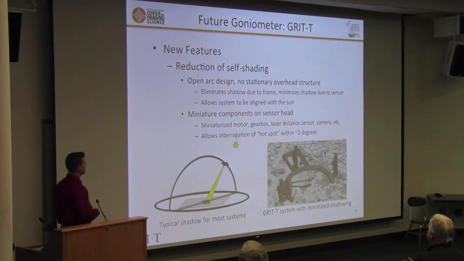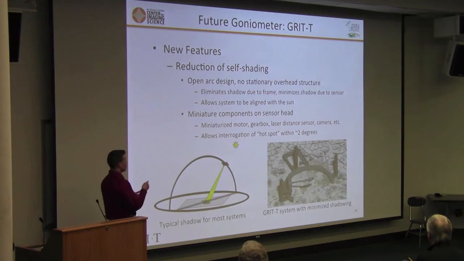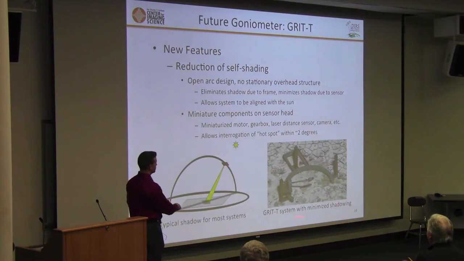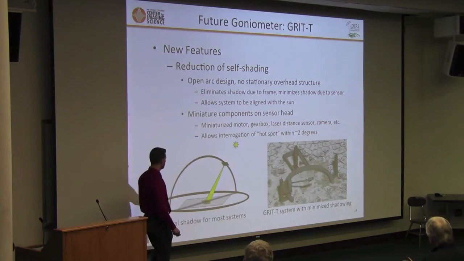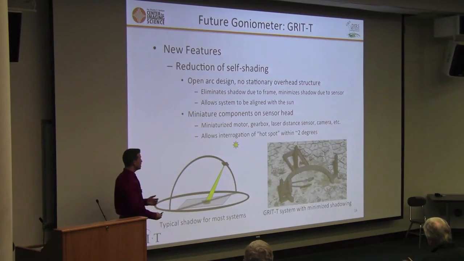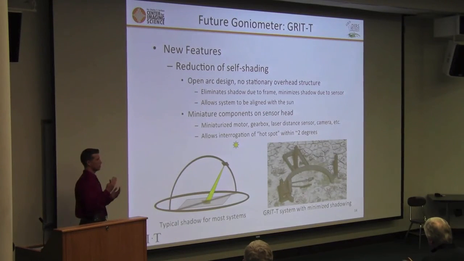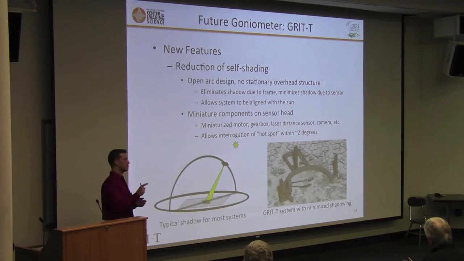Another one is reduction of self-shading. So we have an open arc design on the new one. This is actually a picture or a model of the new one here. And no stationary overhead structure. Unlike a typical goniometer, which might operate something like this, if your sun is in line with your structure, you'll actually shadow your target almost the entire time. And that limits your information about the opposition effect.